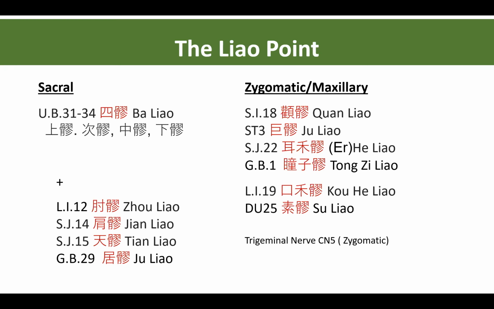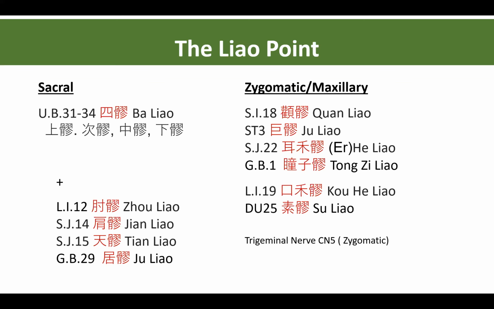And notice that gallbladder 29, a big point for me to release the chest, is also a Liao point. If you release the chest, you release the nervous system. It's the squatting Liao.